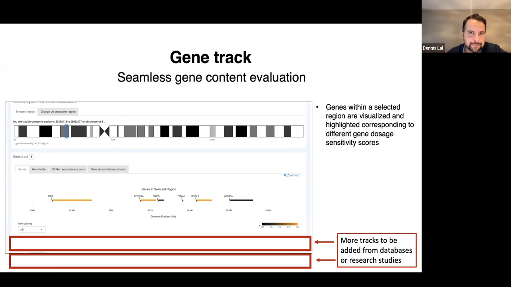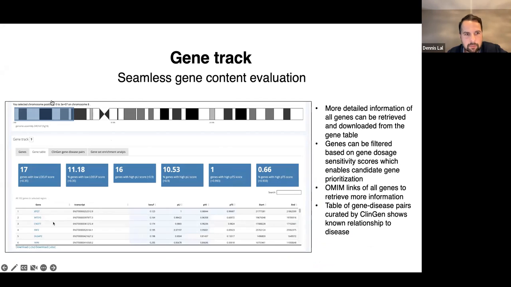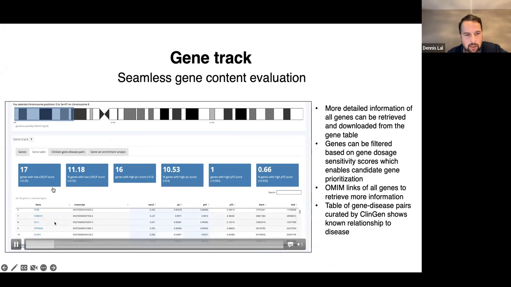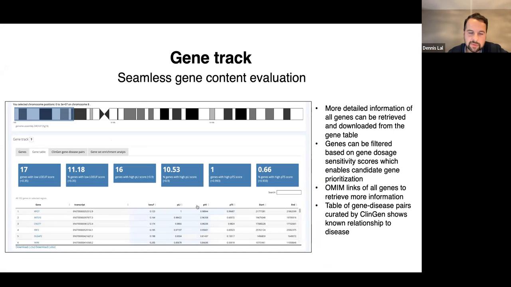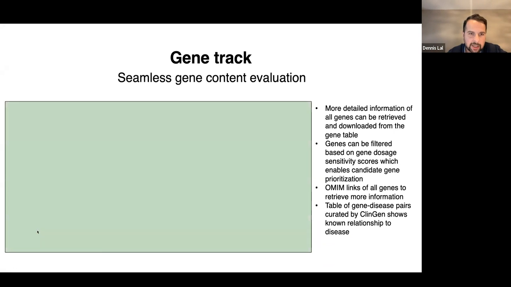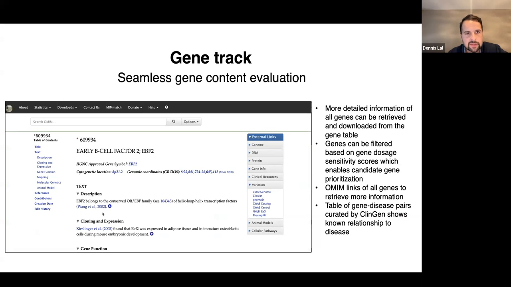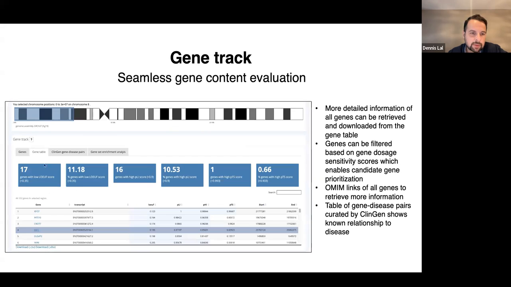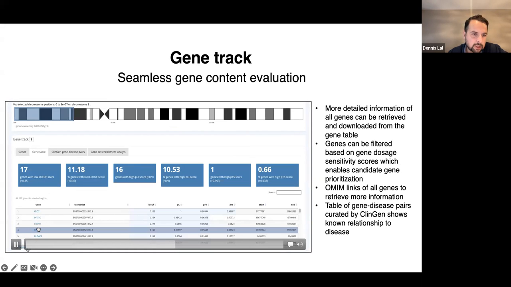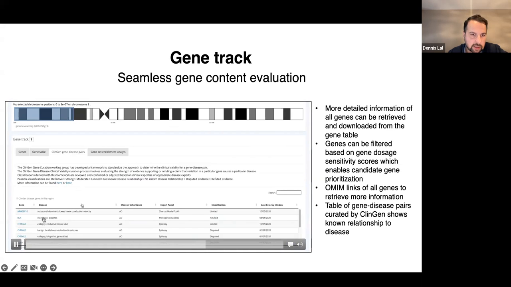Okay, so we are still within this gene track, and we also have this table format, because sometimes if you have a large CNV, you have like 50 genes or something, and it's hard to just capture by eye. You can now see in this table which genes are, for example, associated with diseases, and what other databases are telling us about these genes.